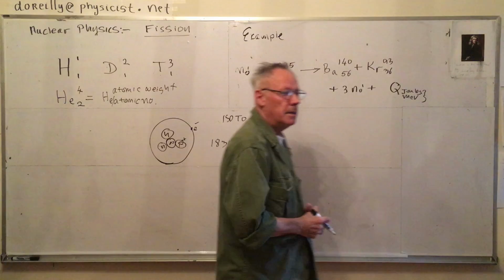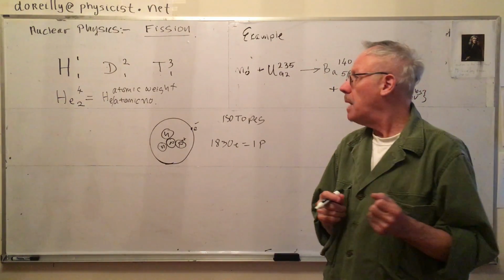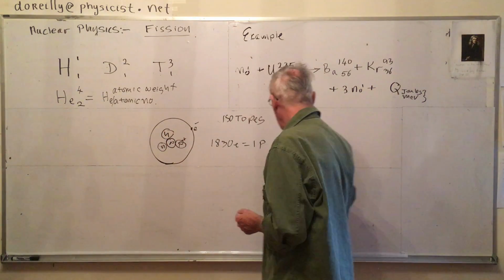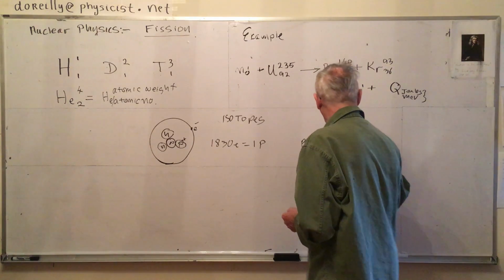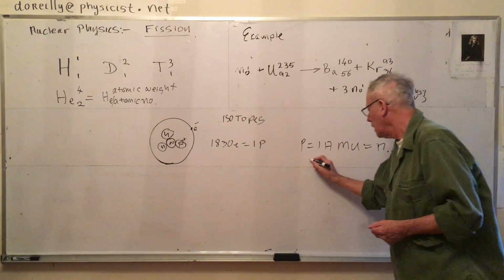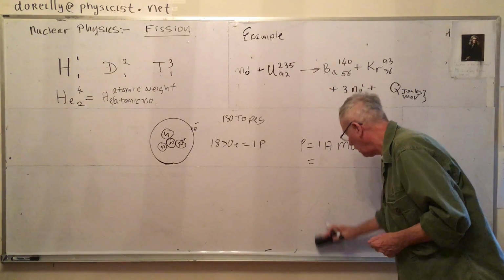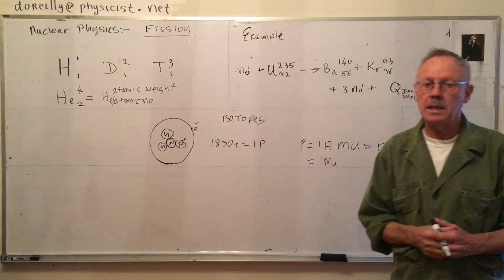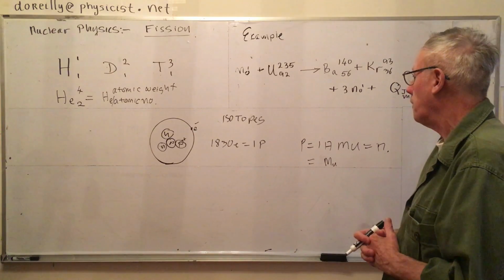Now, the atomic weight is the number of nucleons in the nucleus. It's in atomic mass units. Each one of these guys has a mass of 1 AMU. 1 atomic mass unit. Same for the neutron. Now, we'll probably write this like this. 1 atomic mass unit. And we'll find that today how much it is in terms of grams, whatever.